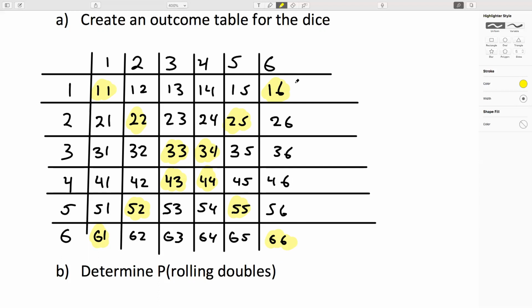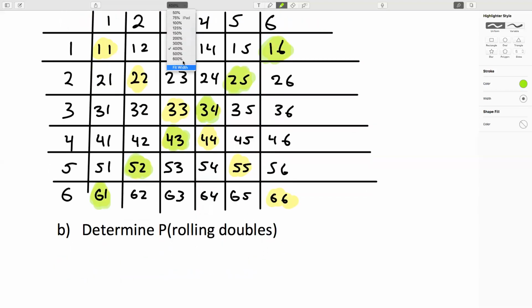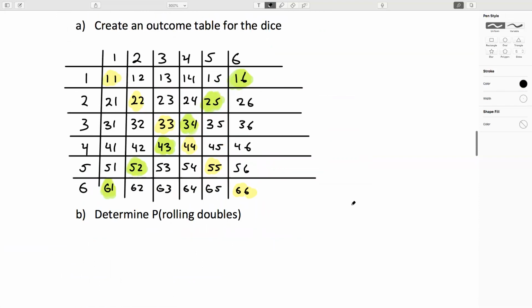And actually, I probably should have given these different colors. Maybe I'll attempt to change one to green. All right, so anything highlighted yellow is going to be doubles. Anything highlighted green is going to be a 7. So now we've got to go back to the probability calculations. What's the probability of getting doubles? Well, there's 1, 2, 3, 4, 5, 6 outcomes, and then there's 6 times 6, 36 possible rolls.